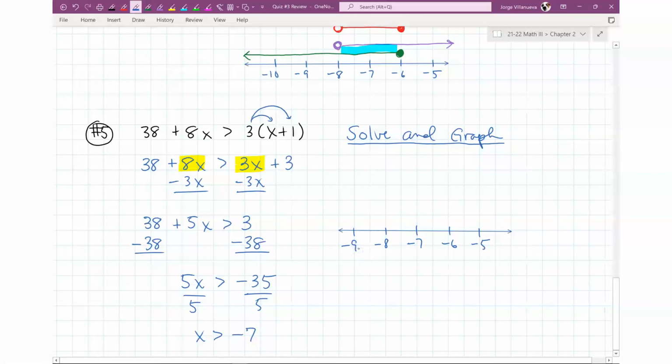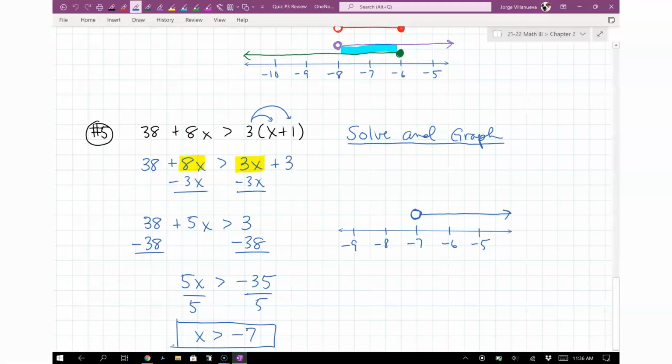Again, you guys will have a pre-drawn option, so you don't have to worry about doing what I'm doing here. But you do have to know how to graph it to figure it out, right? So it says x is greater than, so greater means it's going to be open circle. And it's pointing to the right, so it's going to go this way. So there's my answer and my graph.